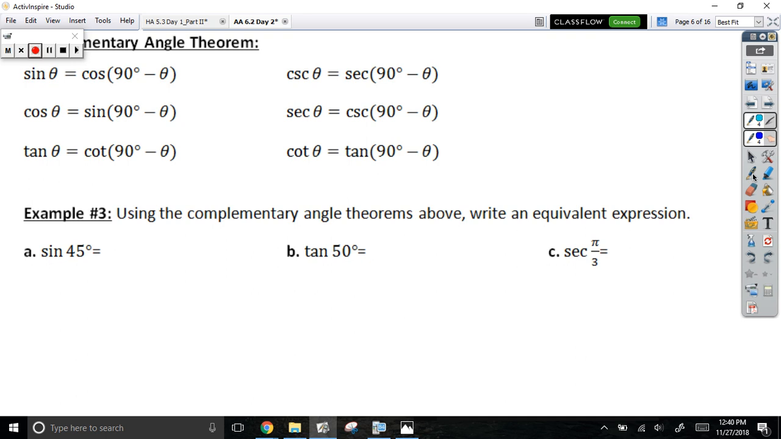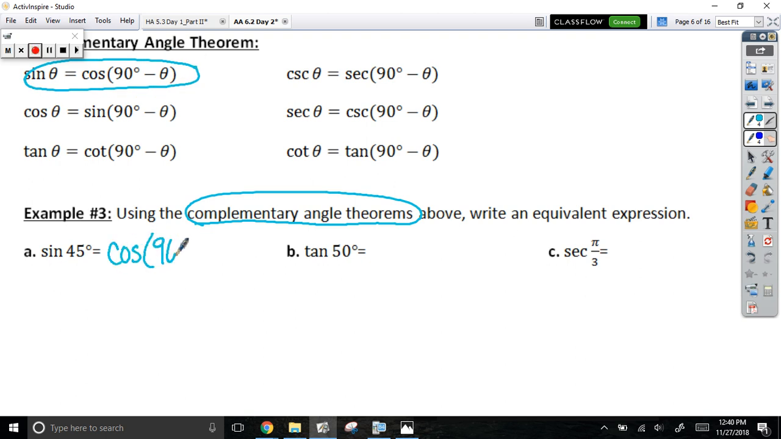Now, reading the directions, this one says use the complementary angle theorems above to rewrite. So we're not going to rewrite this as 1 over cosecant like we did in the beginning. We're going to rewrite it using these angle theorems. So sine of theta is equal to cosine of 90 minus theta, which theta is 45. So cosine of 90 minus 45 will be cosine of 45. That's your answer. These are equivalent forms. Again, we kind of proved that when we just did it above. They were both square root of 2 over 2.